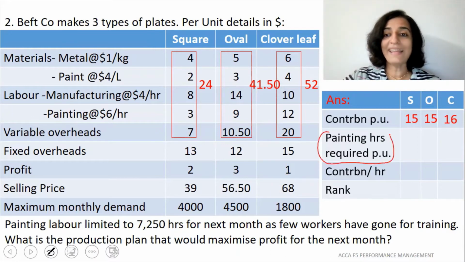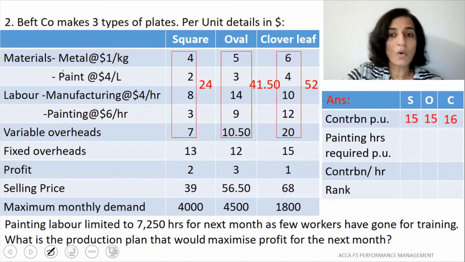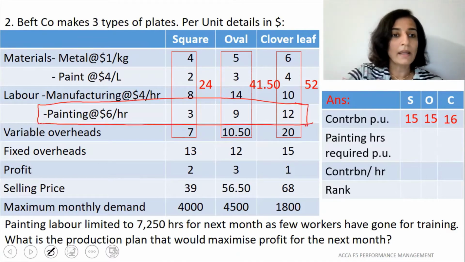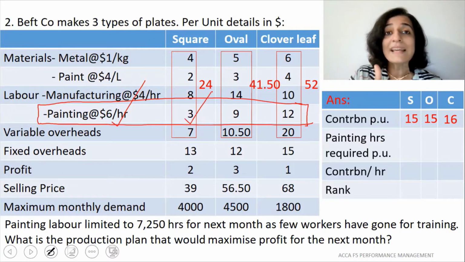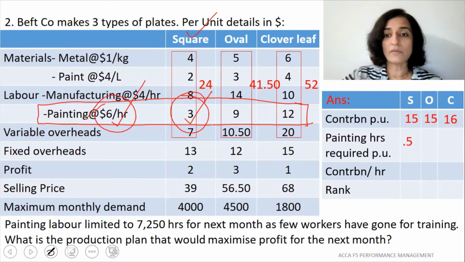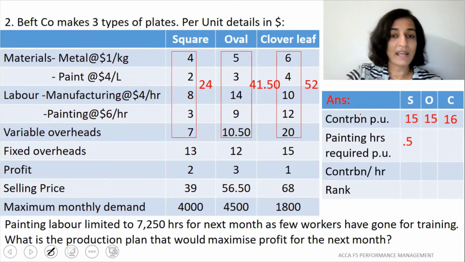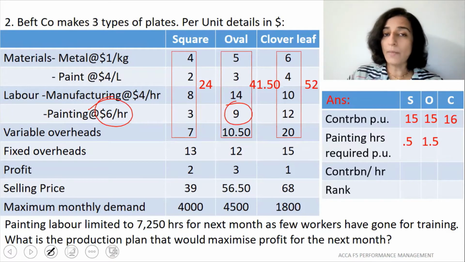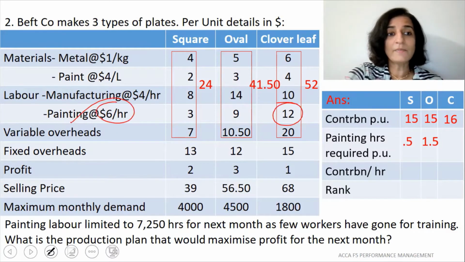Now, what are the painting hours required per unit? So all eyes on this line. For 1 hour, the rate is $6 per hour. And for square, $3 is being incurred. So what is the hours? So the painting hours required for square is 3 divided by 6 or 0.5 hours. So we write that in the box here. And as far as the oval is concerned, it is 9 divided by 6 or 1.5 hours per unit. And for the cloverleaf, it is 12 divided by 6 or 2 hours per unit.